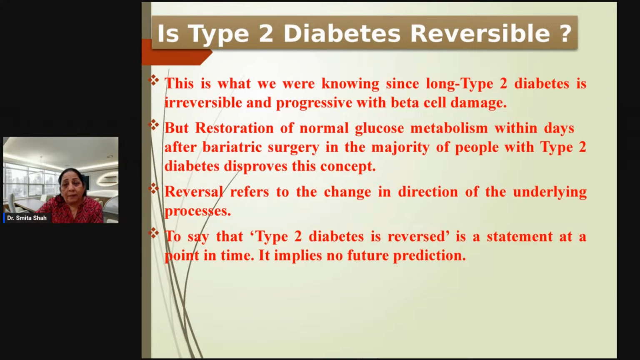Now, is type 2 diabetes reversible? That is the question. What we have known for a long time is that type 2 diabetes is irreversible and progressive with beta cell damage. But there is restoration of normal glucose metabolism within days after bariatric surgery. Earlier, the only option was bariatric surgery. In the majority of people with type 2 diabetes, this disproves the concept. So reversal refers to a change in the direction of the underlying process, and to say that type 2 diabetes is reversed is a statement about this point in time. For the future, we cannot say anything, because if you start on high calories again and don't exercise, definitely it will relapse.